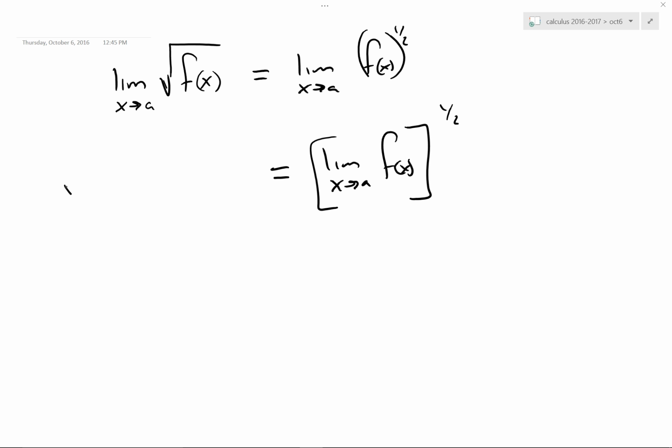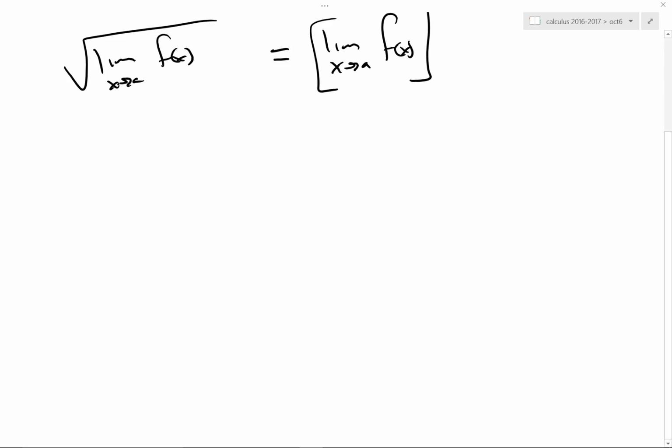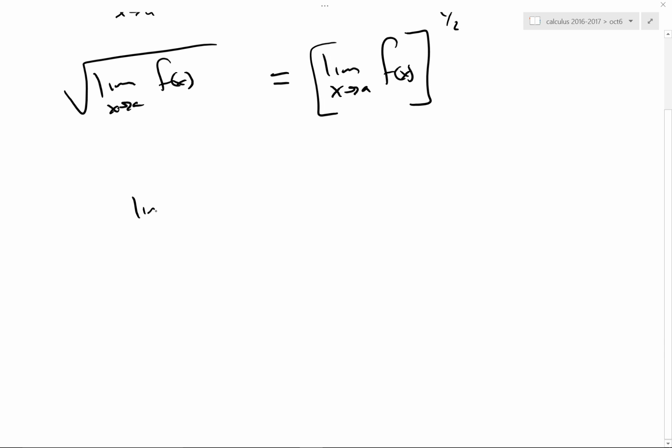Yep. Or if you prefer, like that. Whichever makes you happiest. Well, then that begs the question. Because I feel like if I took the limit as x approaches, well, anything, but let's say a, of f of x to the, wait for it, m over n power.